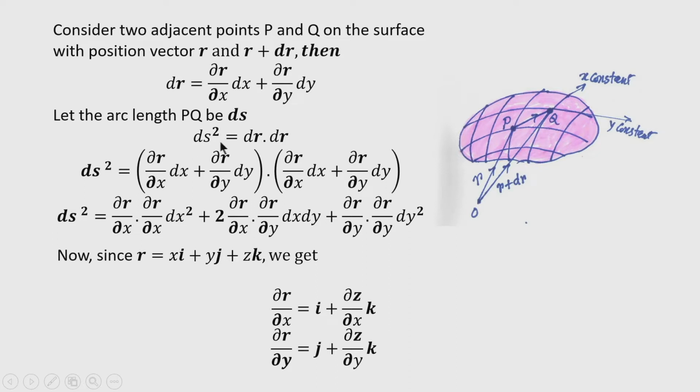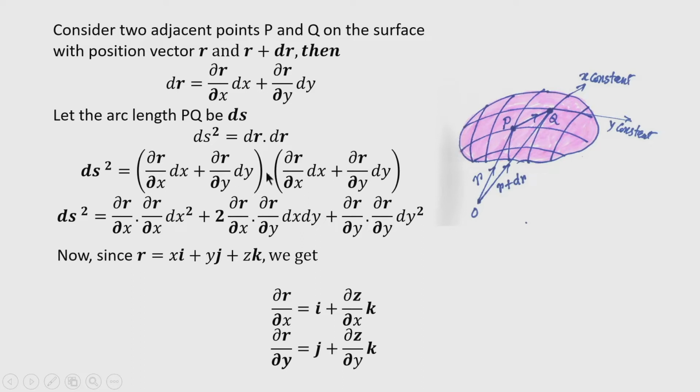Now, let us substitute dr as del r by del x into dx plus del r by del y into dy. Here, for partial differentiation we use the symbol del. So, del here represents the partial differential operator, and dx is the small length of the element along the x direction, and dy is the small length of the element along the y direction.